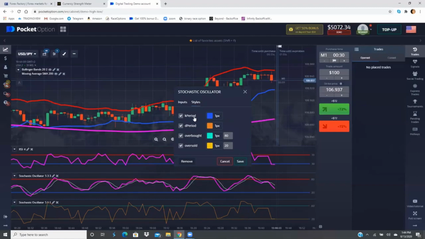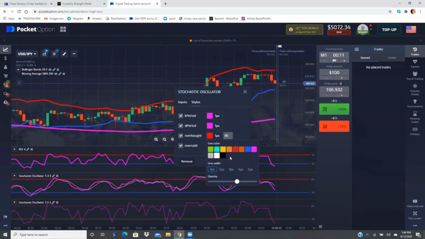Then we go to style. So now the K period and the D period can both be the same color. That's fine. So I'm going to make it pink and pink. And then overbought, again, is going to be red. Make it thick, because remember that when the market is overbought, eventually it has to turn back around and sell. It can't be a buyer's market forever.